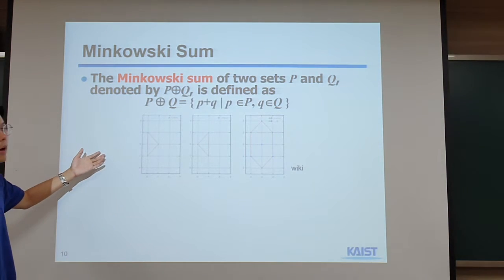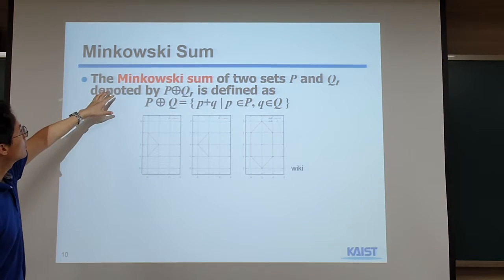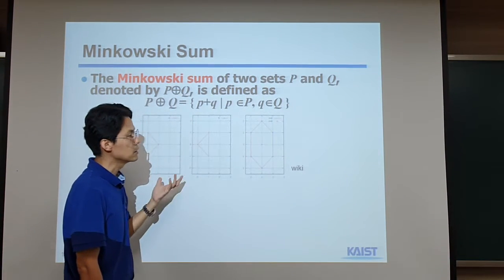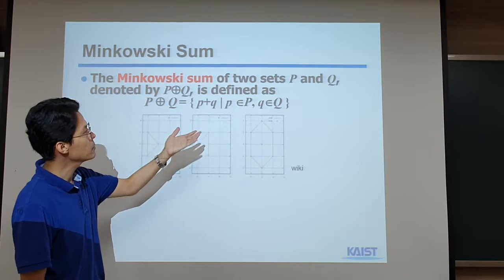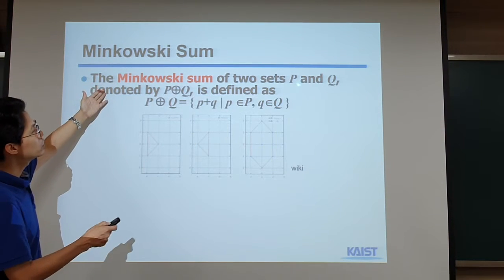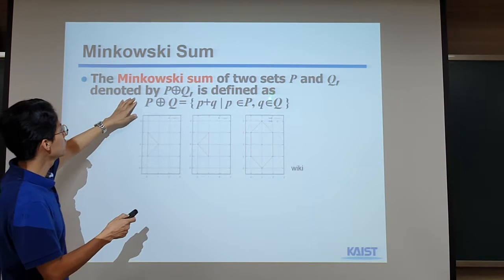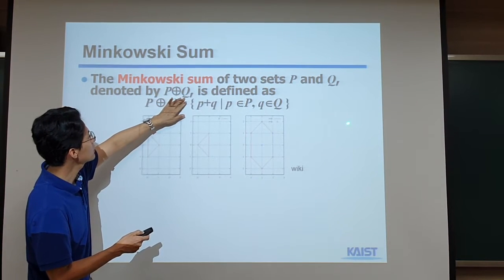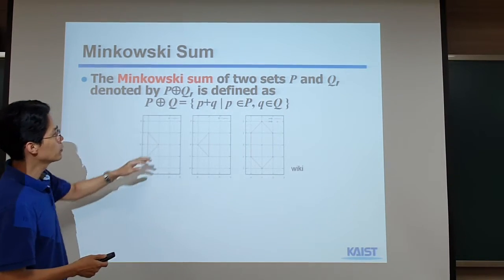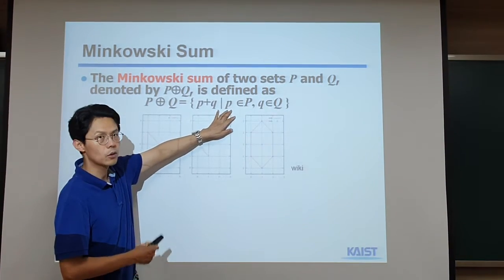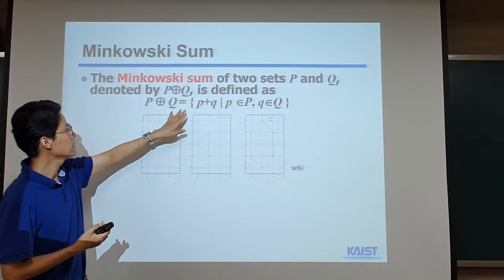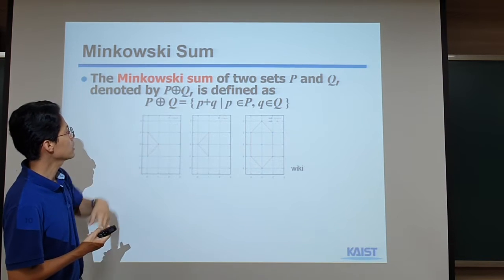Some of you may have heard about this Minkowski sum. The Minkowski sum between two sets, let's say P and Q. In this case, the set P may contain the vertices of your polygon. The Minkowski sum between the two sets P and Q, denoted like this, is defined by this simple operator. Basically, we take two vectors or two vertices from P and Q, and then we just add them, and that's the actual Minkowski sum.